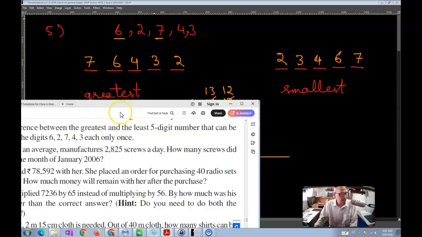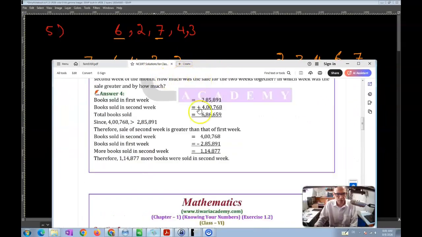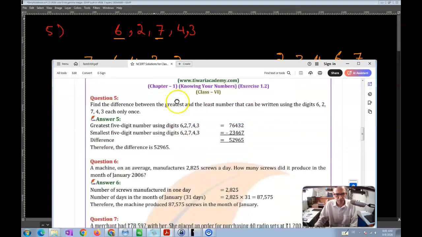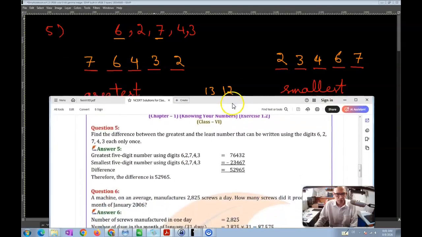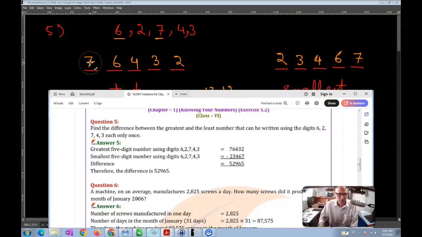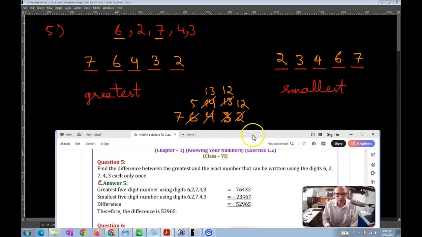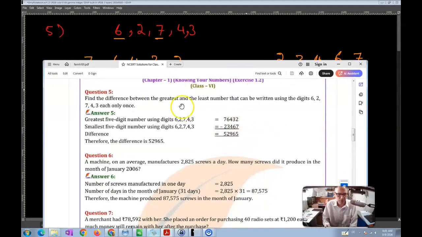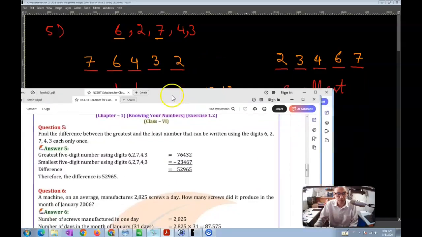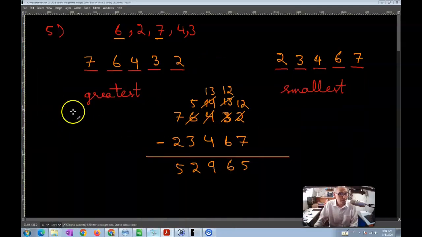And we can check the answer over here. We have 76,432 and 23,467, and then the difference is 52,965, which is the correct answer. Okay.